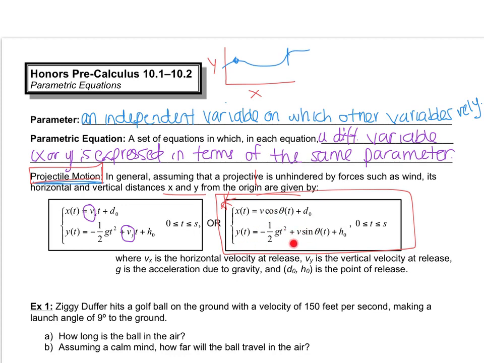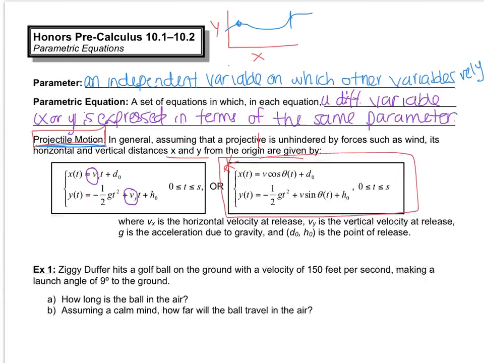V again is velocity, sine theta. So theta again is the angle at which the object was projected. And h naught is initial height, or initial vertical distance. So we're going to use these in this example so you can see how we can use this third parameter of time.